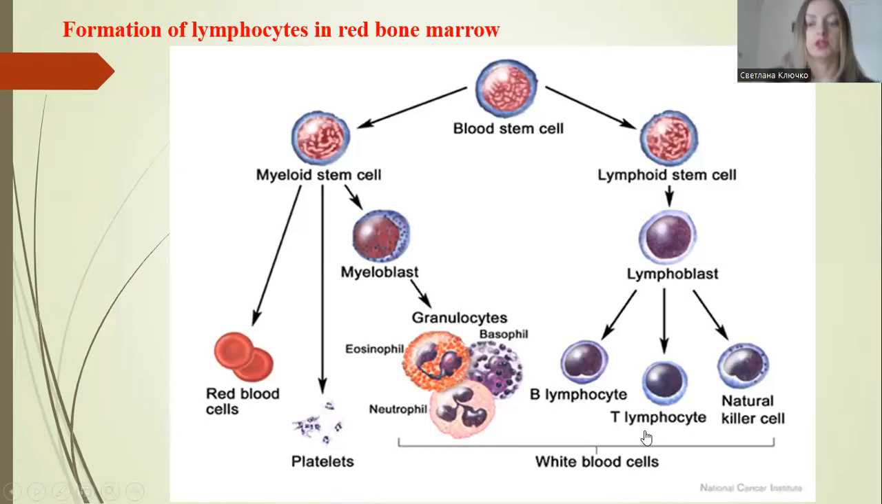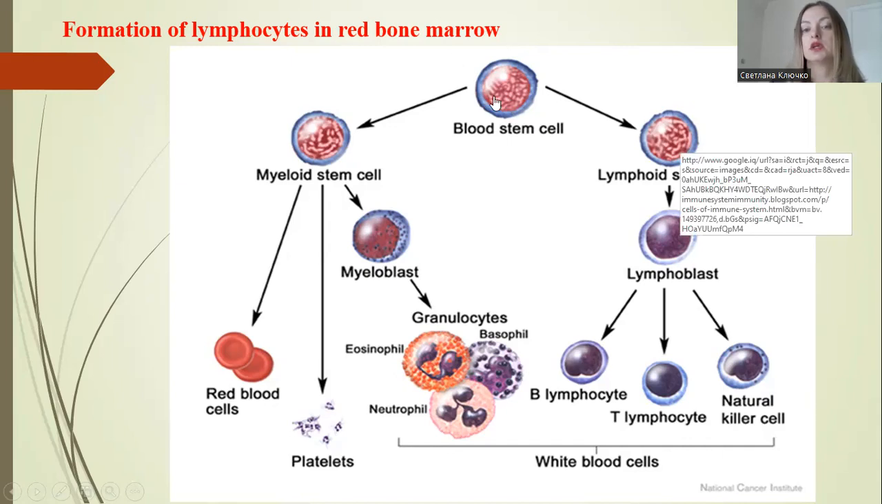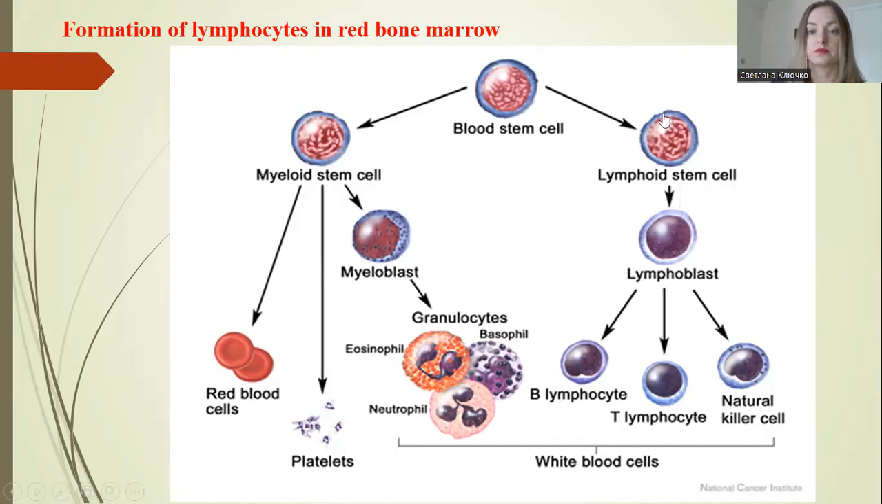Formation of lymphocytes in red bone marrow. We have blood stem cells. From blood stem cells, these are pluripotent cells, are derived two types of cells, myeloid stem cells and lymphoid stem cells. Next, myeloid stem cells are differentiated into red blood cells, platelets, granulocytes, and monocytes. Lymphoid stem cell is derived to lymphoblasts and lymphoblasts into B lymphocytes, T lymphocytes, and natural killer cells. Lymphocytes, monocytes, and granulocytes we call white blood cells.